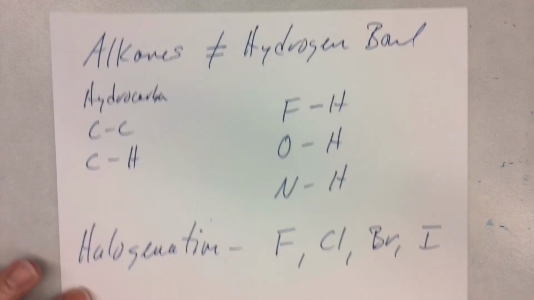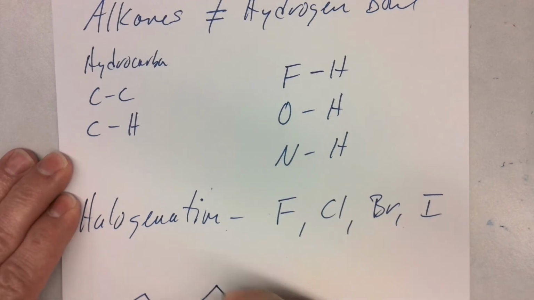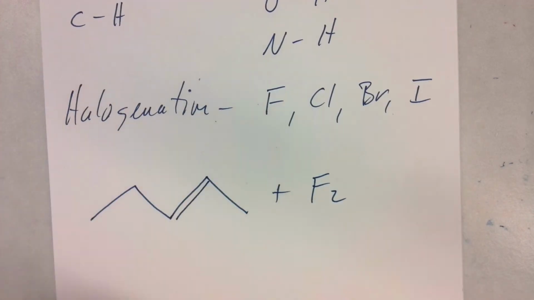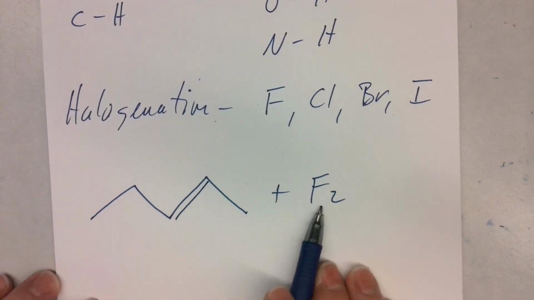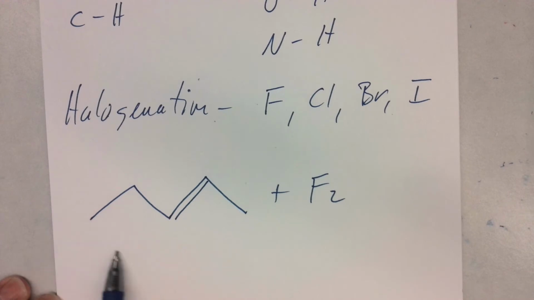Now understand, what they're going to do is they will take something that looks like this. Okay? Let's say I've got that, and I'm going to add F2 to it. Okay, this is halogenation. Now, what happens is typically it will take this double bond. Well, first off, let's go a little review here. Does anybody know what this is? An alkene.